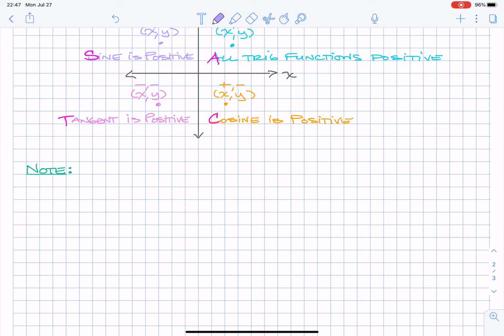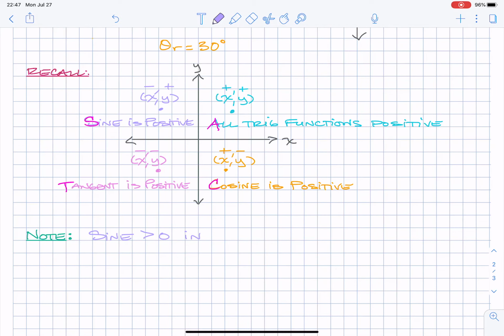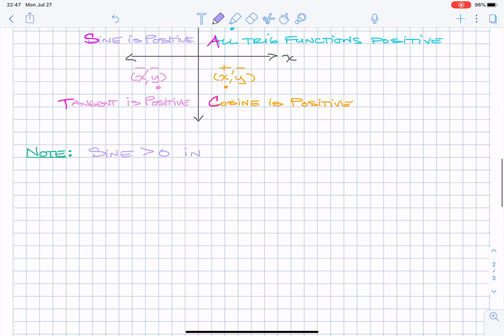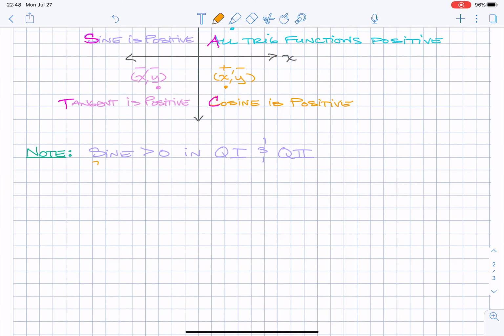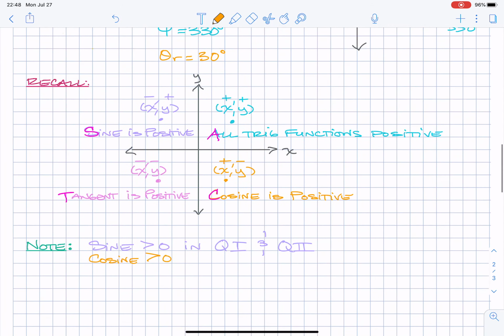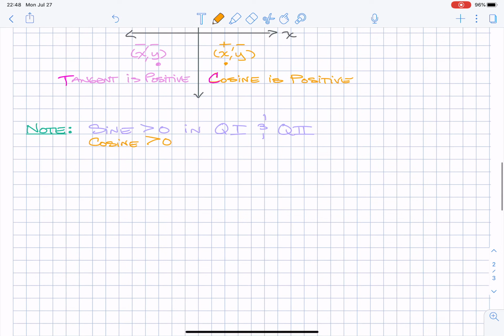So sine is greater than 0 in which two quadrants? Well, sine is y over r. So the y coordinate is positive in quadrants 1 and quadrant 2. Cosine is greater than 0. Well, cosine corresponds to x over r, so it looks like the x coordinate is positive in quadrants 1 and 4.